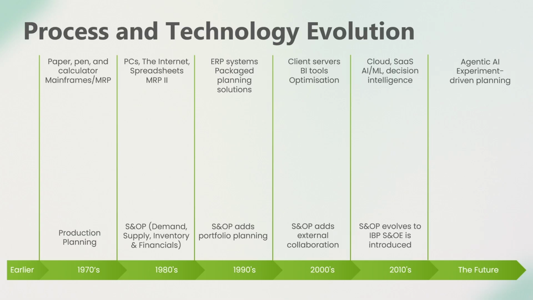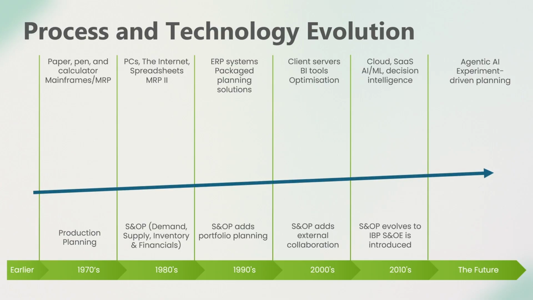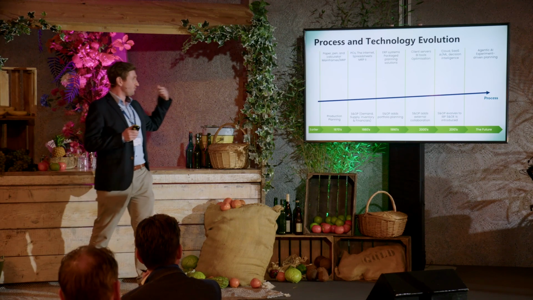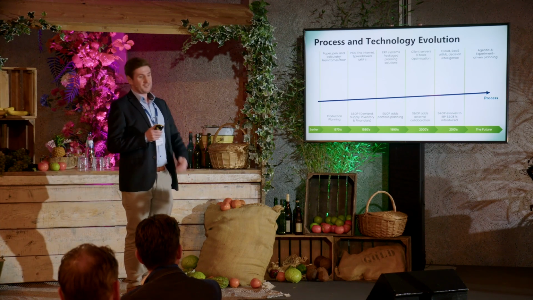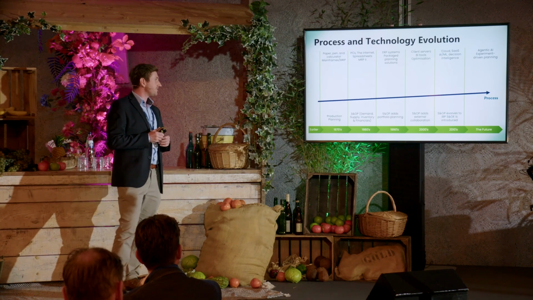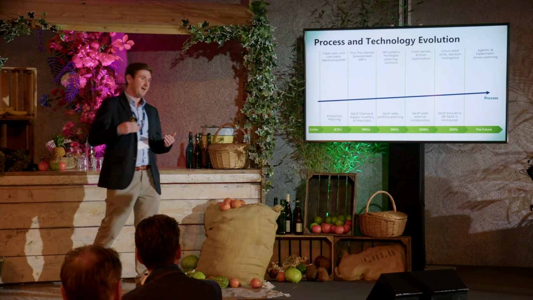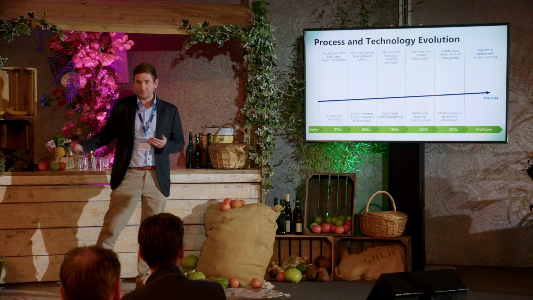S&OP was first described, I think, in 1981. It means we're 45 years in, and the process has not changed very much. It's evolved. We've added portfolio planning, external collaboration with suppliers and customers, and then we went into S&OE as we had to manage the deviation between our cyclical plans.